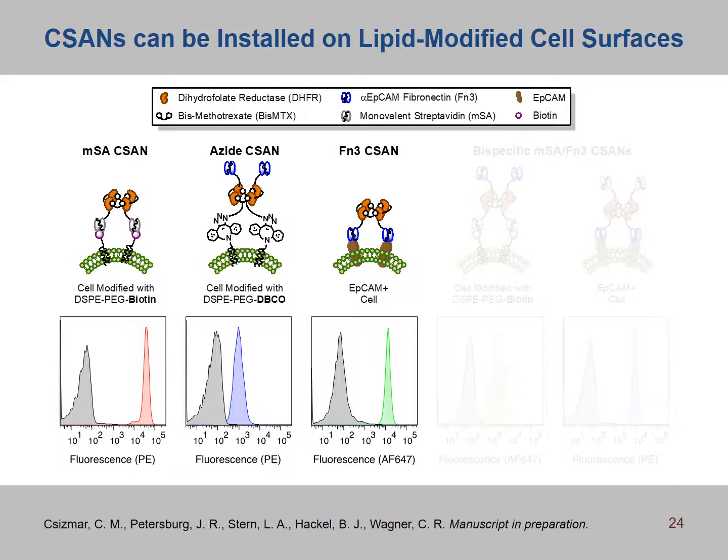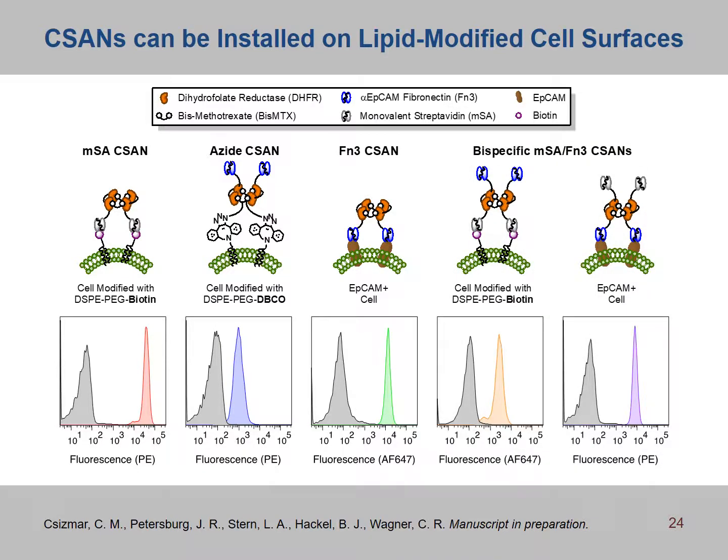We then demonstrated that we could install a variety of C-SAN species onto the lipid-modified cell surfaces. Specifically, we can bind streptavidin-based C-SANs to biotin-modified cells, we can bind azide-based C-SANs to DBCO-modified cells, and we can bind EpCAM-targeted C-SANs to EpCAM-expressing cells. Furthermore, we can form bispecific C-SANs functionalized with both the monovalent streptavidin and fibronectin domains, and we can bind them to both biotin-modified and EpCAM-expressing cells, demonstrating their bifunctionality.